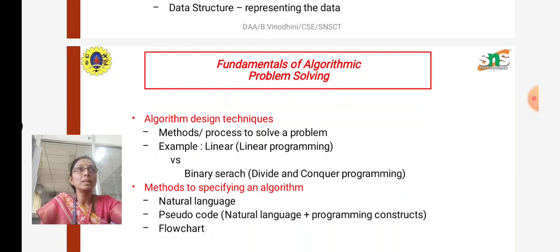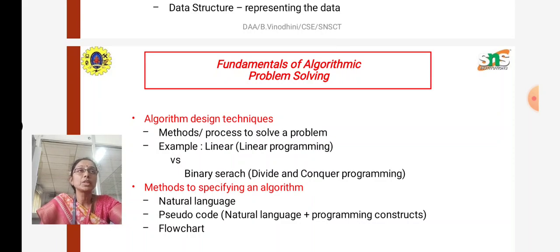For example, in binary search we use the divide and conquer technique. For linear problems, we use linear programming. These are the things we have to consider. These are all the decisions we have to make before designing an algorithm: what storage space capabilities we are going to use, what data structures, and what algorithm design techniques we are going to use.